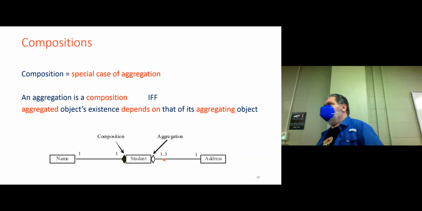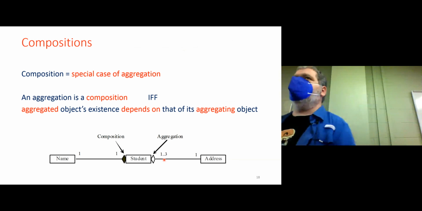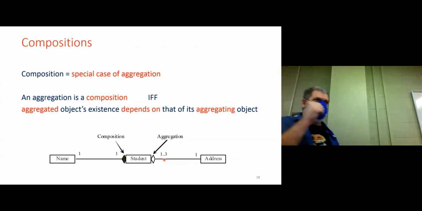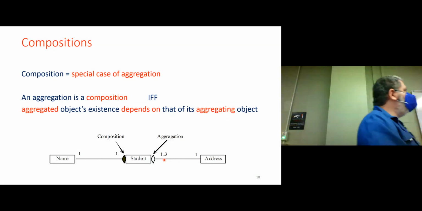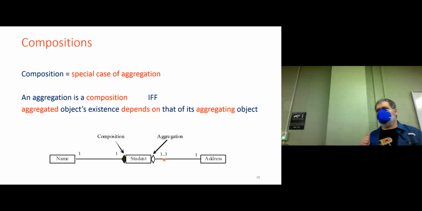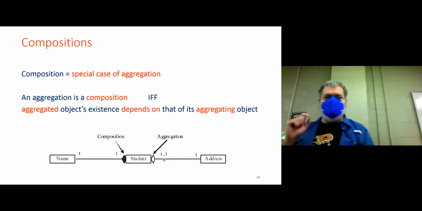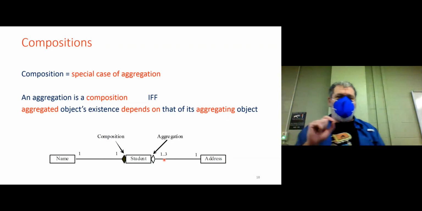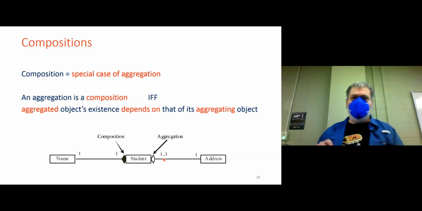What about compositions? So we know it's going to be very close because they would be implemented the same way, and they are also a form of aggregation. So the concept is very, very similar. So what is the difference? The difference is captured in this definition right there.